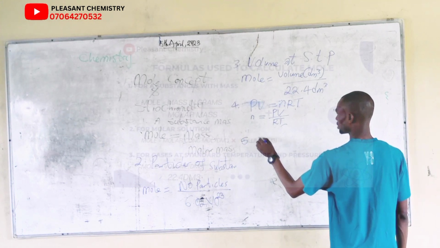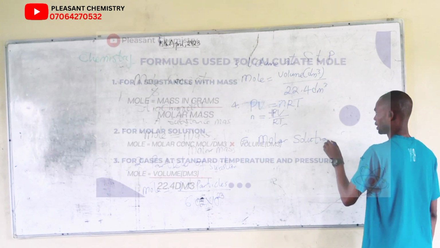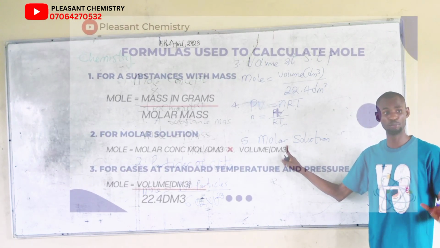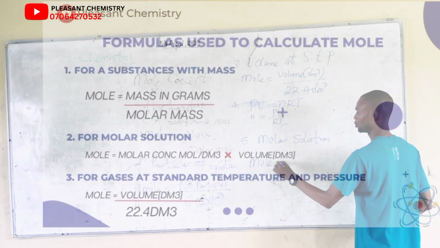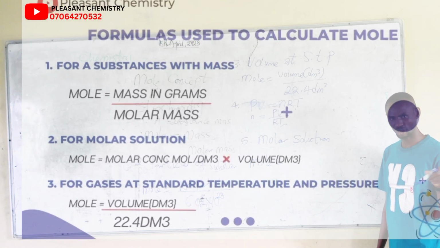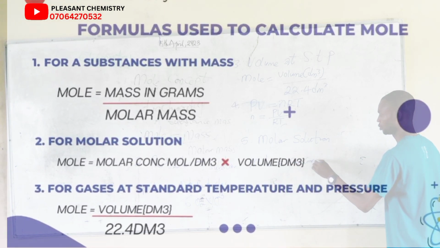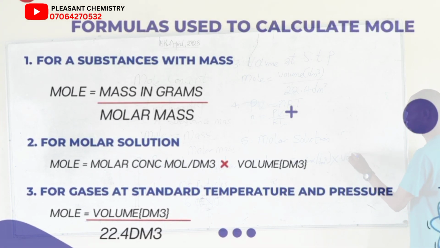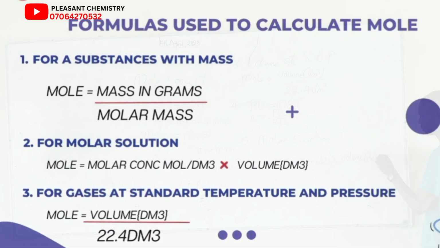Mole, or let me say molar solution. We are talking about molar solution now. Molar solution means concentration, and the unit of concentration is mole per dm³. So mole in this case is equal to concentration in mole per dm³ multiplied by volume. This volume must also be in dm³.